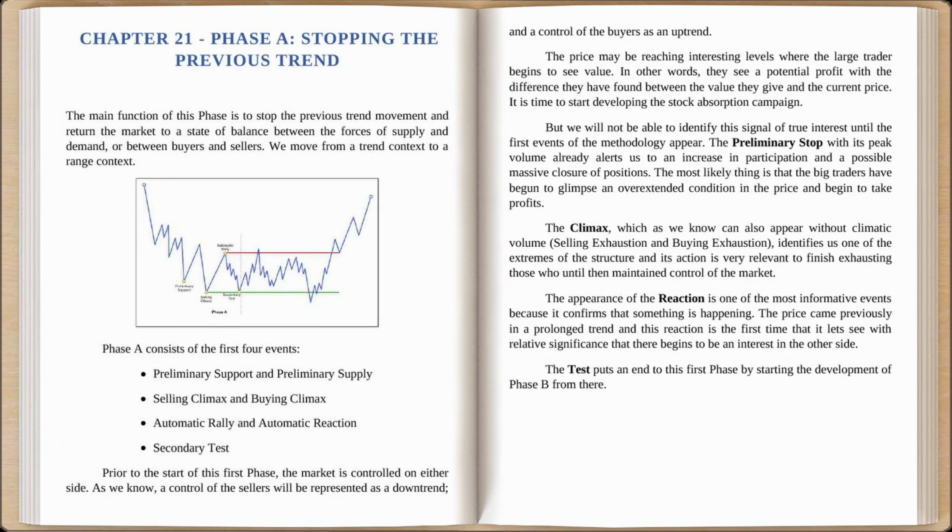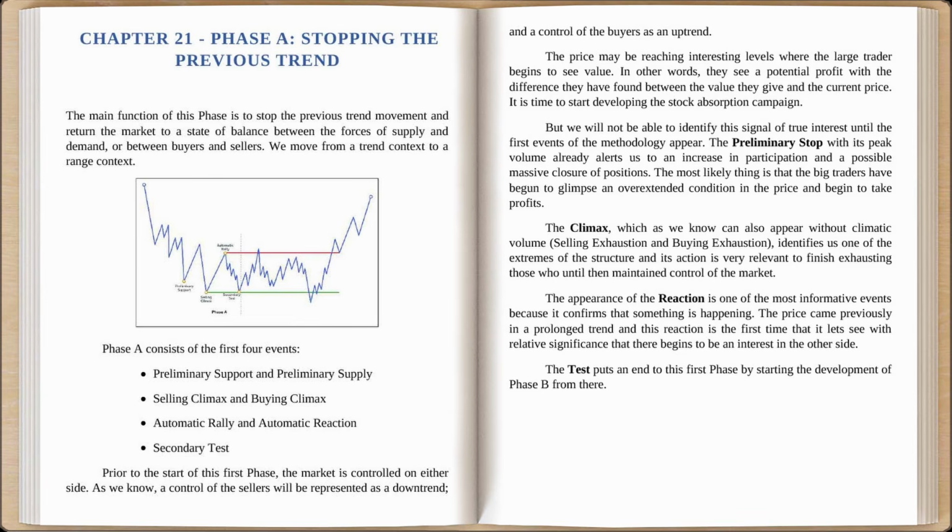Chapter 21. Phase A, stopping the previous trend. The main function of this phase is to stop the previous trend movement and return the market to a state of balance between the forces of supply and demand, or between buyers and sellers. We move from a trend context to a range context. Phase A consists of the first 4 events: preliminary support and preliminary supply, selling climax and buying climax, automatic rally and automatic reaction, secondary test.